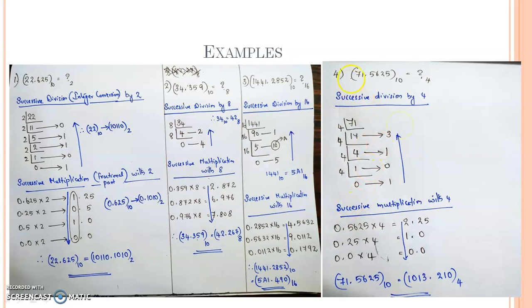And then for 0.5625, you have to perform successive multiplication with 4. So 0.5625 into 4 is 2.25. 0.25 into 4 is 1.0. 0.0 into 4 is 0.0. So 71.5625 to the base 10 is equal to 1013.210 to the base 4.